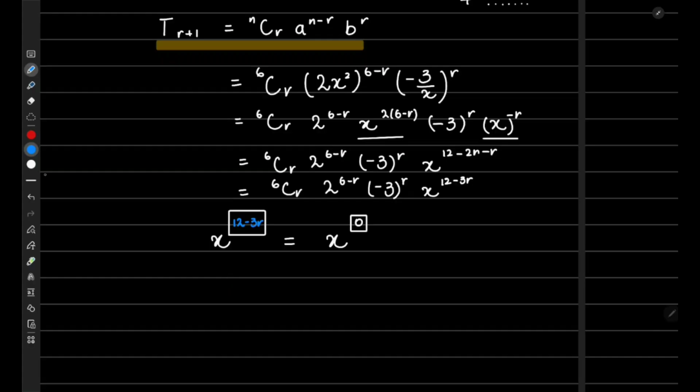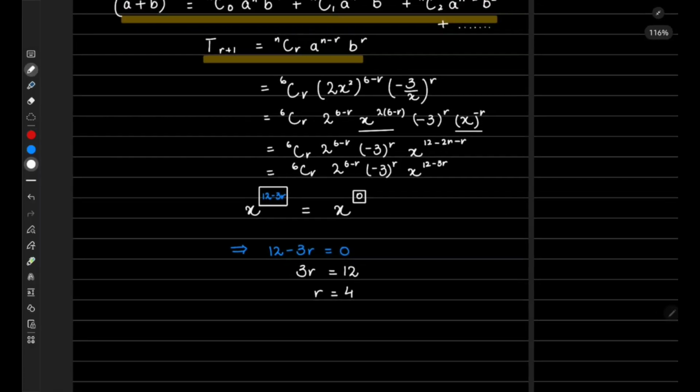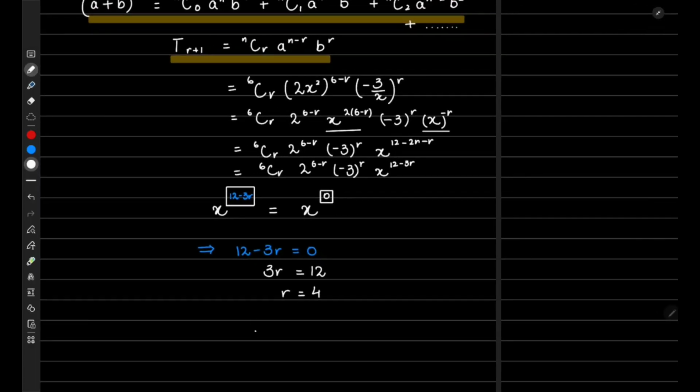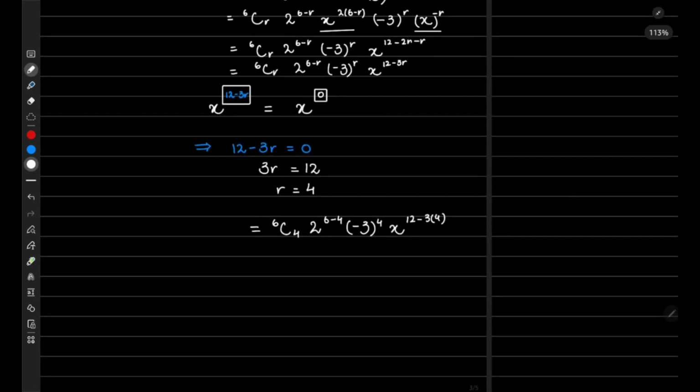Now 12 - 3r will be equal to 0 because we need the term independent of x. So 3r equals 12 and r equals 4. So your term would be 6C4 2^(6-4) (-3)^4 x^(12 - 3×4).